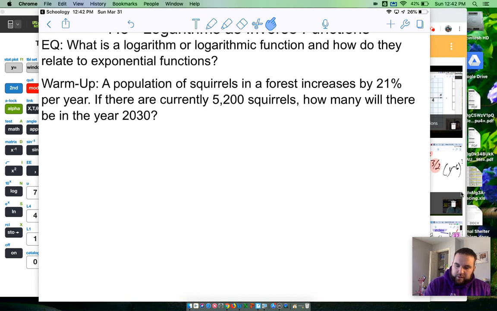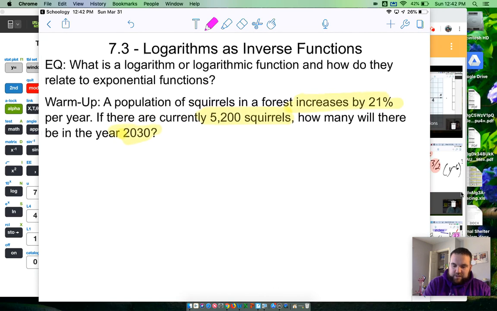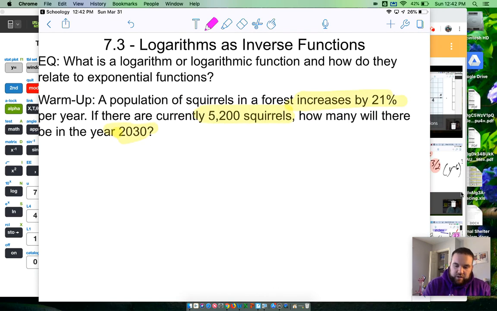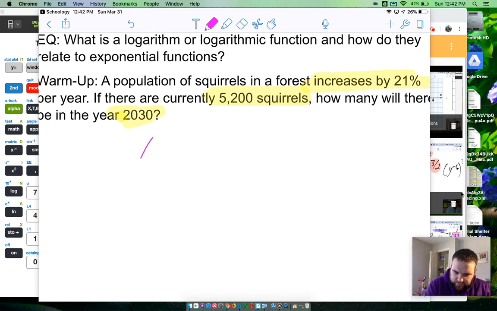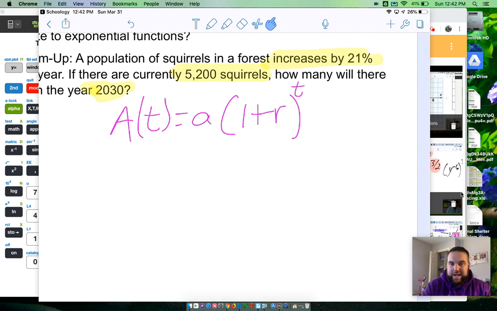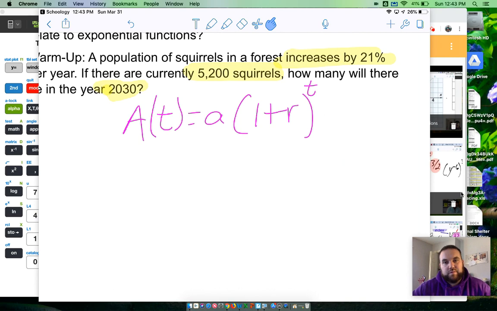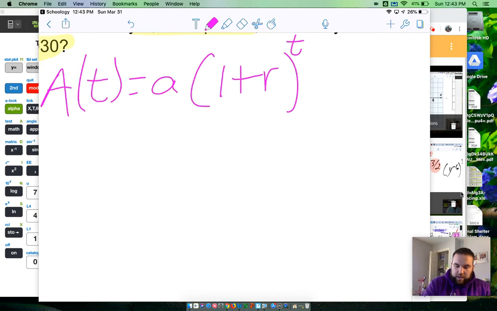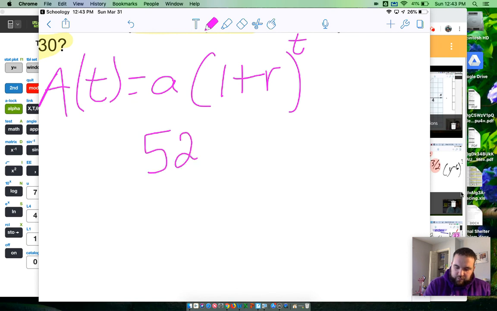So as a brief little warm-up, if a population of squirrels in a forest increases by 21% per year, and there are currently 5,200 squirrels in that forest, how many will there be in the year 2030? Okay, so it's kind of all the necessary information. If you recall from 7.1, we wrote equations that look like this, a times 1 plus r to the t, where a of t is just like our future amount of, in this case, squirrels. So little a is our starting value. So we're currently starting with 5,200 squirrels.